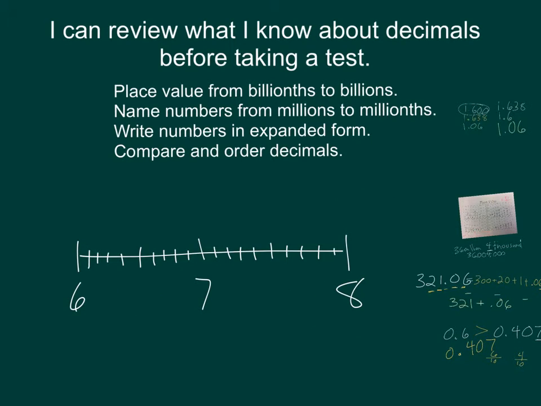Next, I need to be able to also compare them on a number line. Remember, you can pause at any time if you need to review something. I need to be able to compare them on a number line, and I see that I have, on this number line, 6, 7, and 8. So those are my whole numbers.